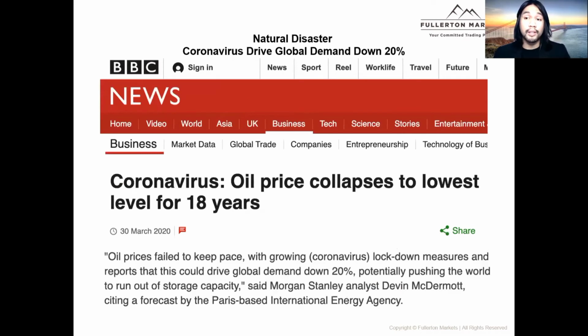Next would be natural disasters. Coronavirus, oil price collapses to lowest level for 18 years. I'm sure in the beginning of the coronavirus, there were a lot of lockdowns, correct? Lots of people were not going out. People were advised to stay at home. People were not driving their cars as much, simply because where else would you go? You didn't want to catch the virus. You probably had gas in the tank for a month and you didn't even use it. This also led to the global demand of oil to drop, leading prices of oil to drop as well.